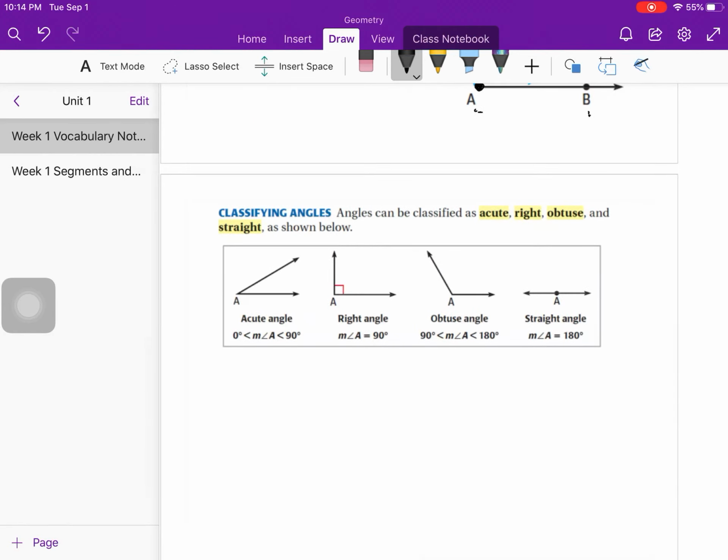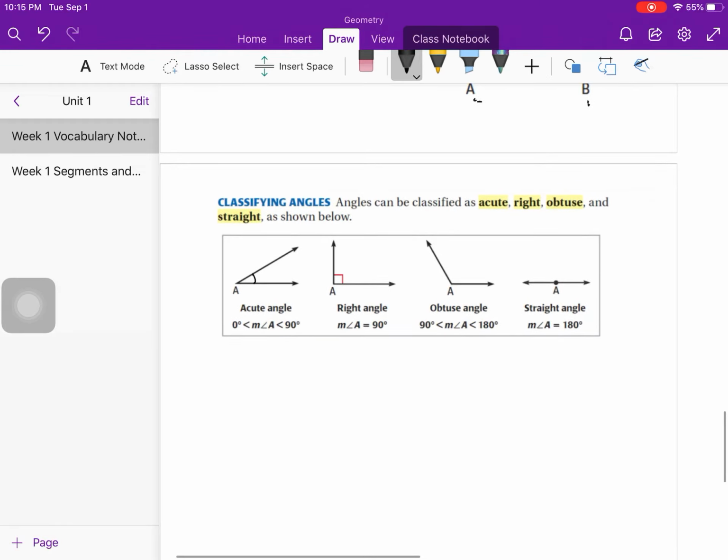And the last part is angles can be classified as acute, right, obtuse, and straight, all shown below. So the first one here, this is an acute angle because it's less than 90 degrees, but it's greater than 0. So an example of this, I would say this is probably like a 35-degree angle. Bigger than 0, but still less than 90. A right angle is always 90.